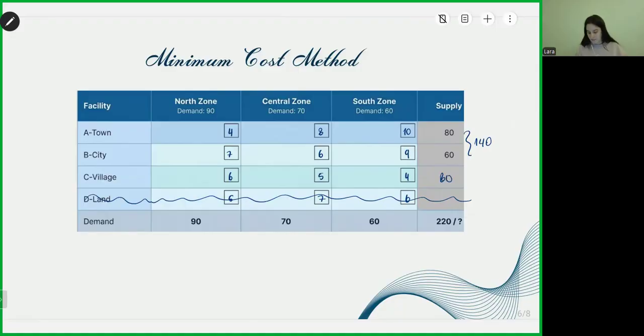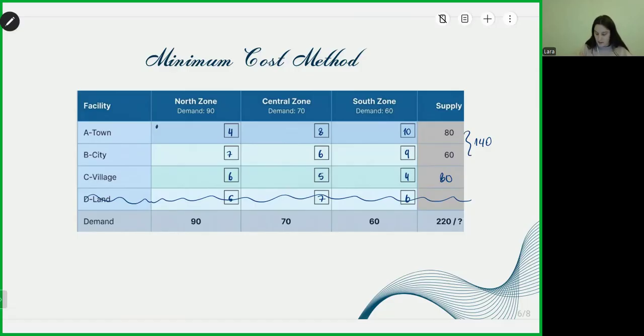80 again. Okay, so what we are going to do now, we are going to look at the squares in each cell and tell me which one is the smaller number. 4 is the smallest number in this example. So we are going to start with 4. I'm going to start with this one.